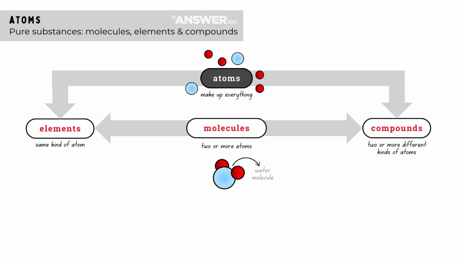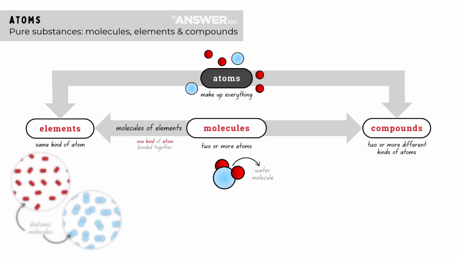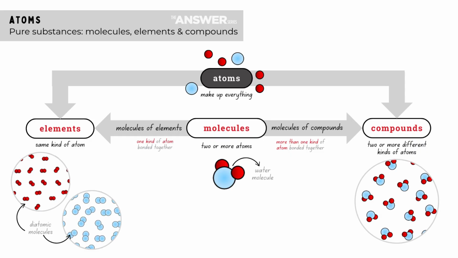Molecules as a whole are made up of 2 or more atoms that are chemically bonded together in a fixed ratio. If a molecule consists of 1 or 2 of the same kind of atoms that have bonded together, it is called a molecule of an element or a diatomic molecule. If the molecule consists of 2 different kinds of atoms, atoms from different elements that have bonded together, we call that a molecule of a compound. So you can see that molecules can create elements or compounds.